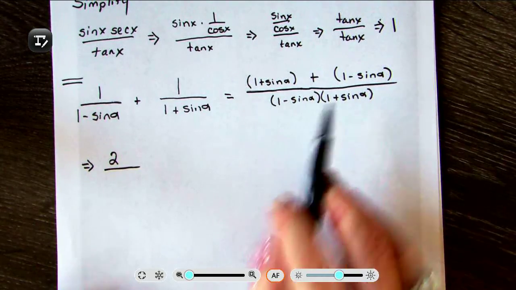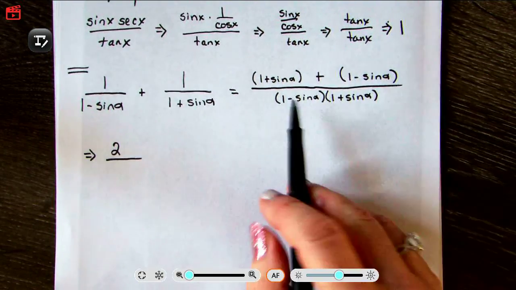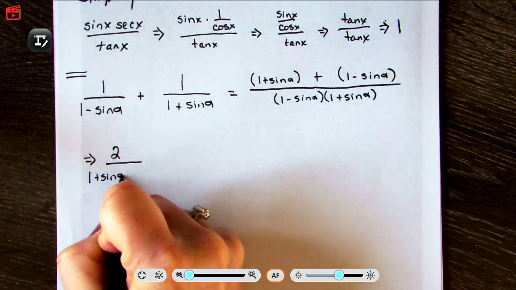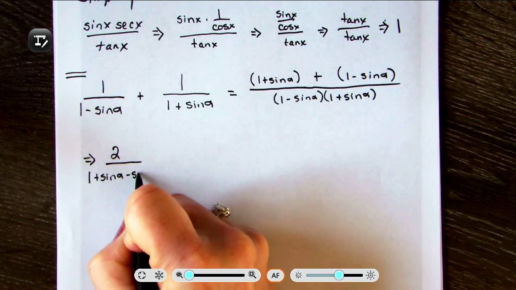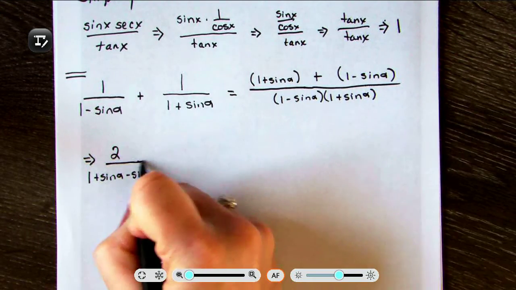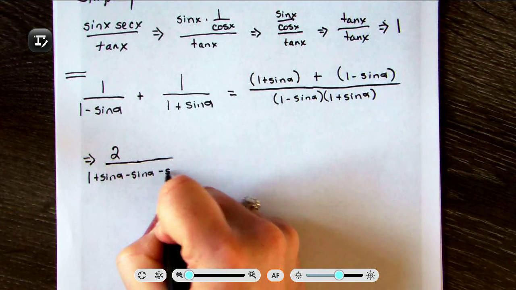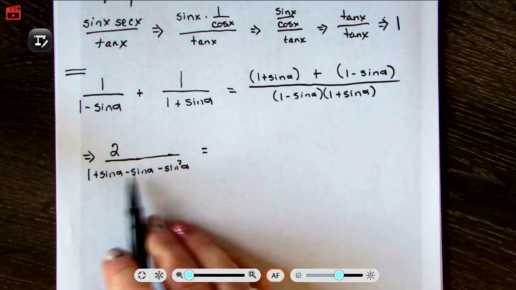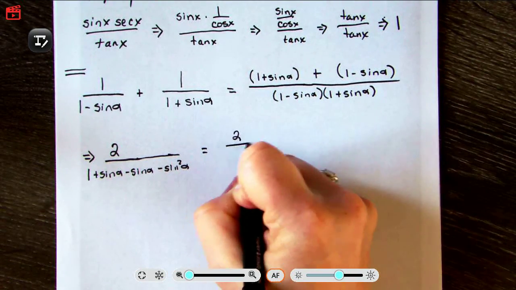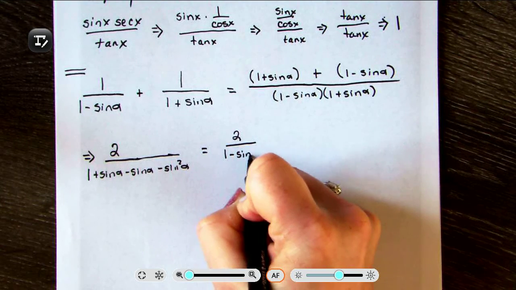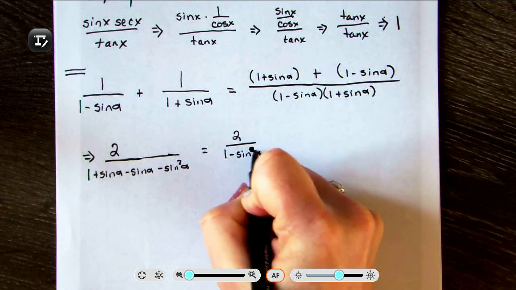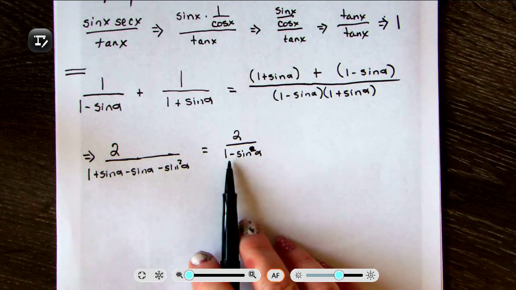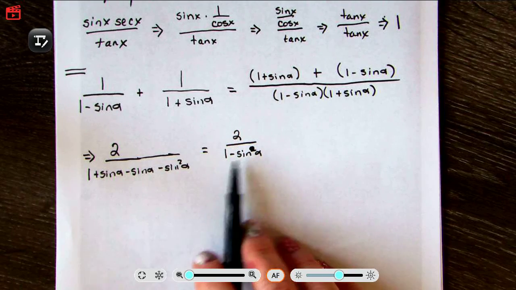On the bottom, I'm actually going to FOIL that out. So I will have the 1, we'll have a plus sine alpha, and a minus sine alpha, and then we also have minus sine squared. Simplifying this, I'm left with 2 over 1 minus sine squared. I can again work with that Pythagorean and work with this guy.